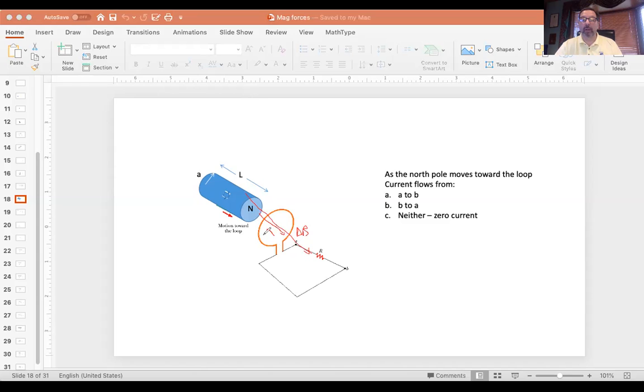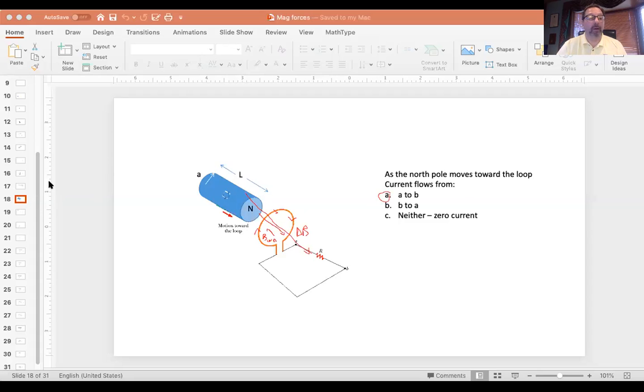I always refer to that as the induced magnetic field. The opposing magnetic field is that way. To create that magnetic field, current will need to go around this loop of wire this way. And so the current will go from A to B through the resistor. So I agree with the majority on that one. Okay, let's move on to the next one.